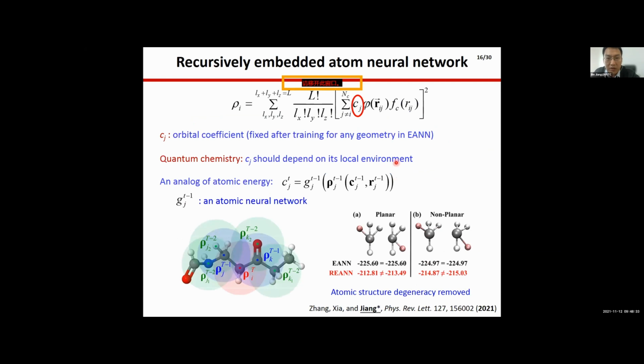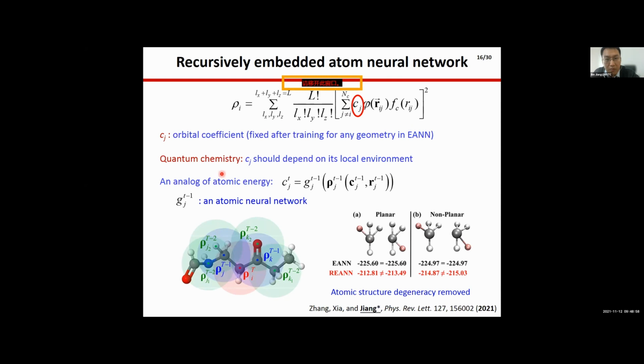And what we do is again take inspiration from physics or quantum chemistry. In our expression, the descriptor is constructed by the linear combination of atomic orbitals. And this orbital coefficient is typically fixed after training, for any geometry, in our original EANN framework.